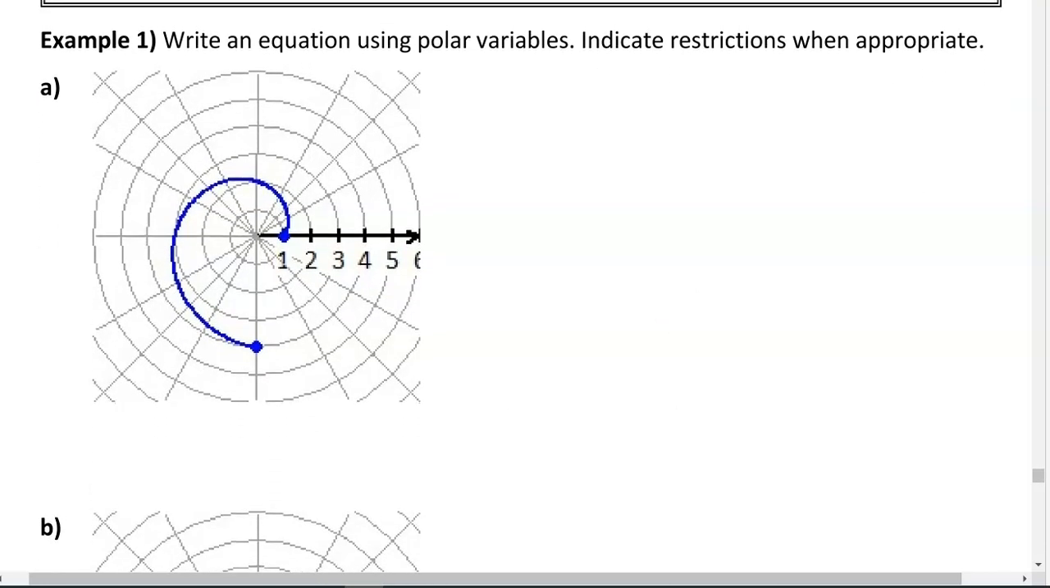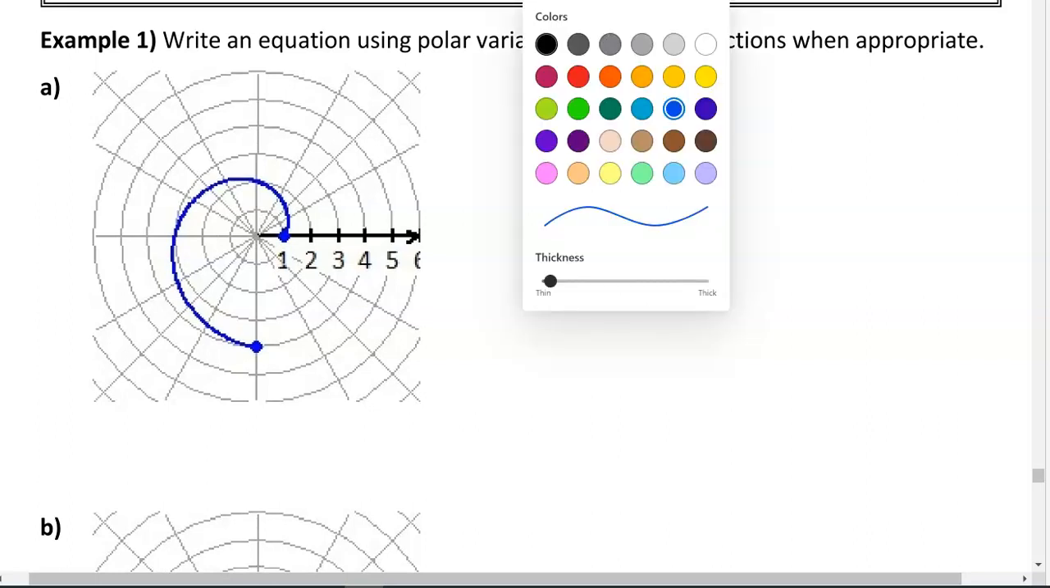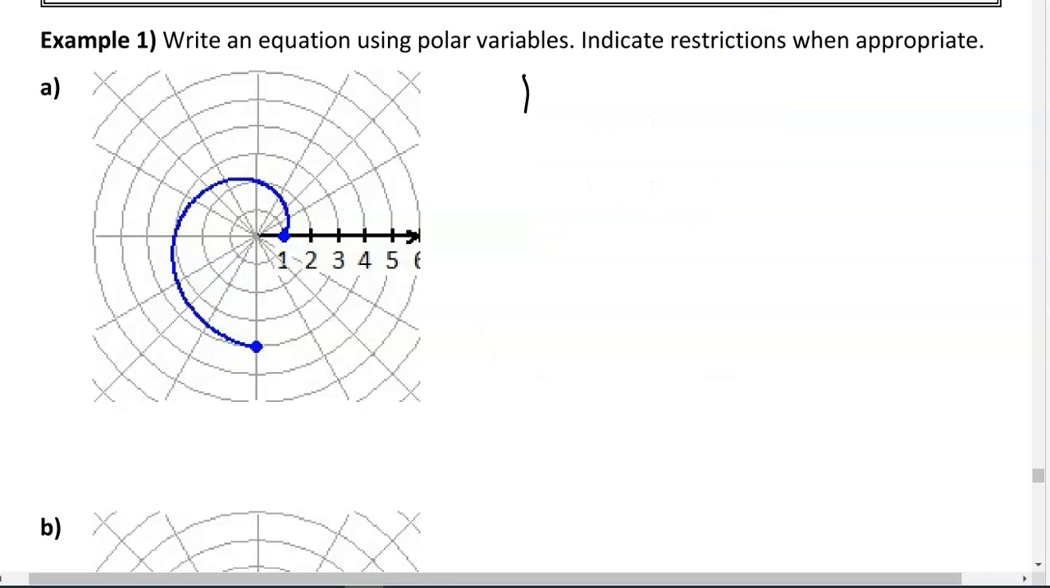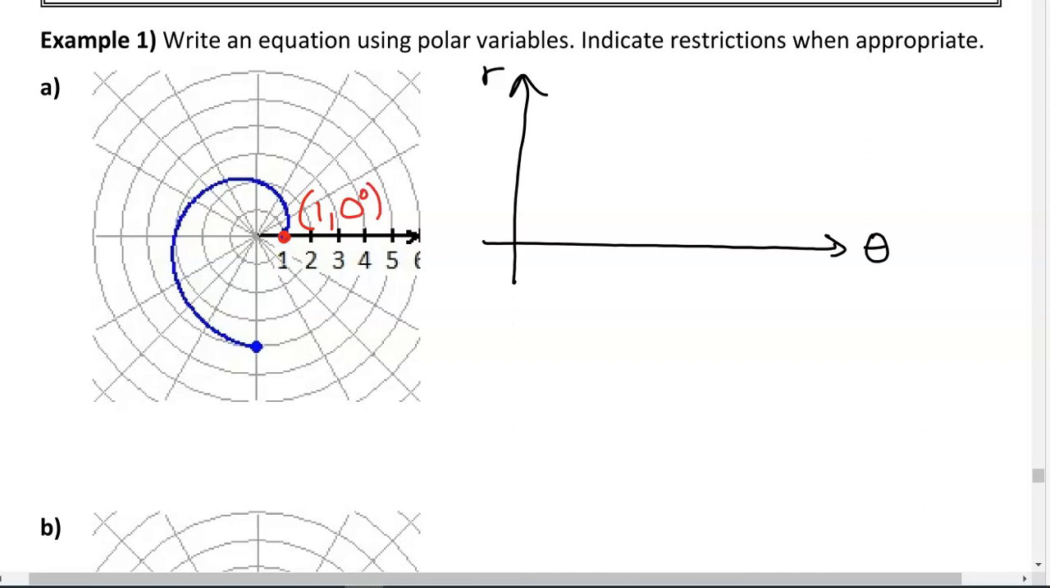So in example one, we see a spiral. That is clearly a polar graph. So I'm going to use this technique of making a graph and transferring our points onto that graph with r on the vertical and theta on the horizontal axis. So let's label some points on the graph first. This point right here is going to be my starting point. That has an r value of 1 with a theta of 0 degrees.